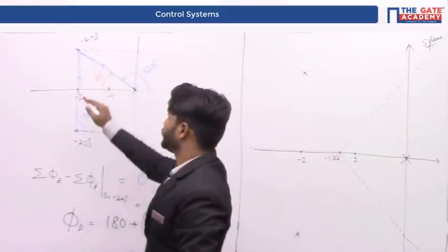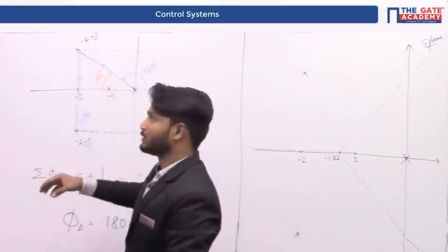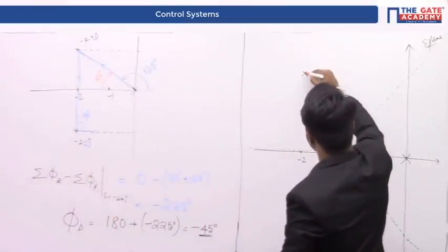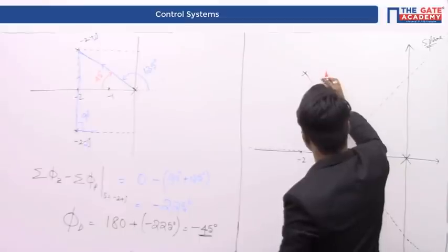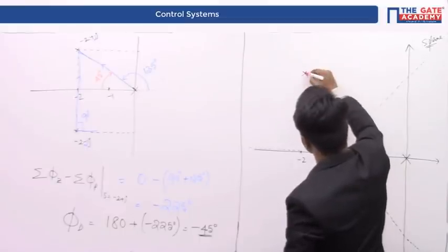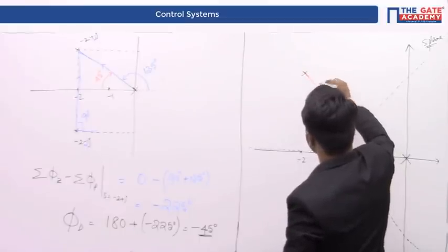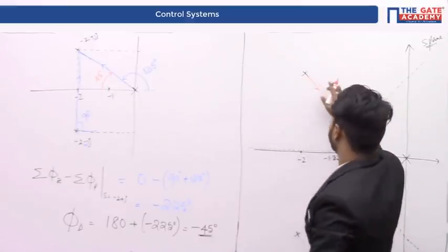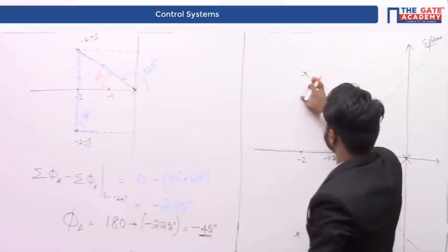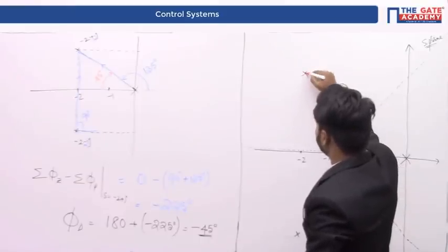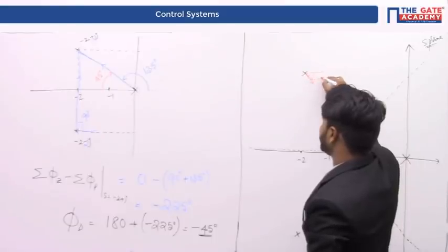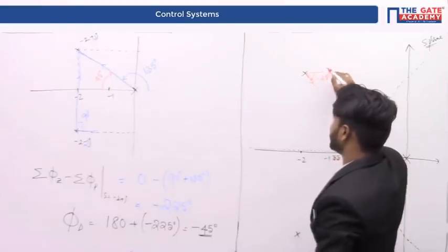So this particular pole is going to depart, that is minus 2 plus 2j. This particular pole is going to depart at minus 45 degrees like this. It is going to depart from its position at minus 45 degrees like this. I am just indicating the angle of departure. The angle of departure should be minus 45 degrees.